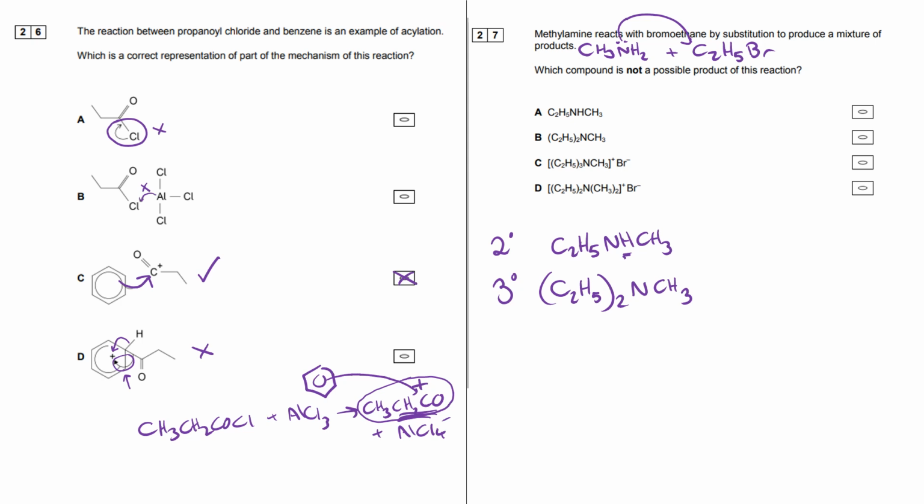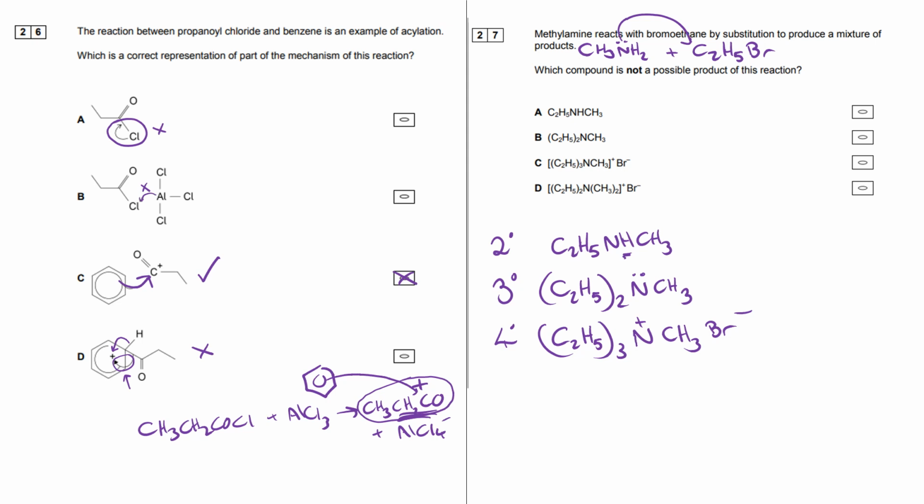And then you still have a lone pair on the nitrogen. So that's going to react further with the bromoethane to get another ethyl group joined. The nitrogen has now formed 4 bonds, so the nitrogen is positive. So that would be triethyl methyl ammonium bromide.